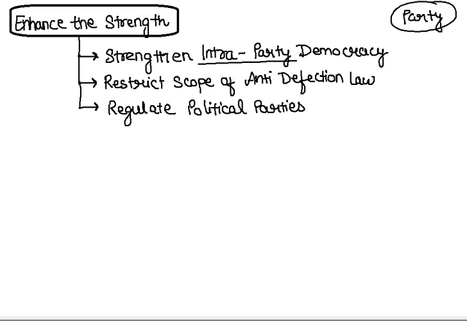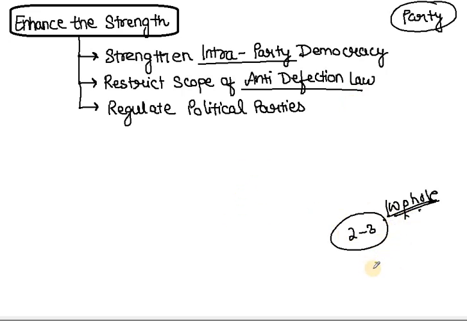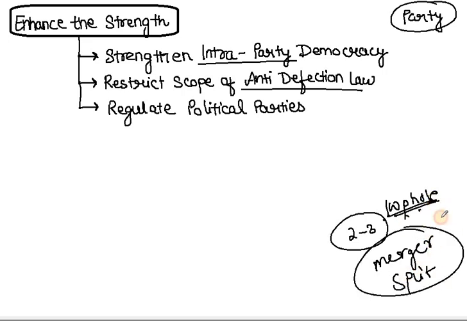Second, restrict the scope of the anti-defection law. How can you do that? See, if you want to shield the representative democracy from the negative effect of the anti-defection law, then you have to restrict the scope of the law. Like the two-thirds loophole that I discussed in the earlier part: if this loophole is corrected, then you can say the scope of the anti-defection law will be restricted. If this loophole is caught and corrected, so that instead of just recognizing the merger you also recognize the split in the party, the anti-defection law scope can be restricted.